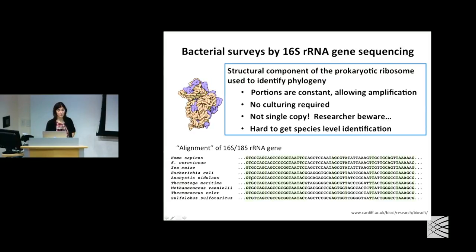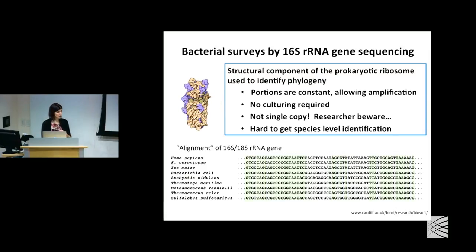But the reason why this gene is useful is that those conserved regions span or flank very variable regions. So we can design PCR primers to amplify the variable regions, and then we can compare those variable regions to determine which microbes are present. This is great because you don't need to be able to culture the microbe. A lot of microorganisms are very hard to grow outside of their native environment.